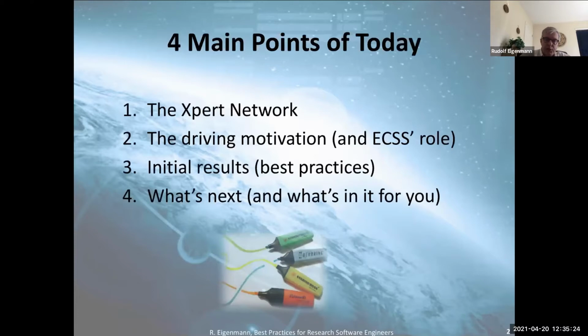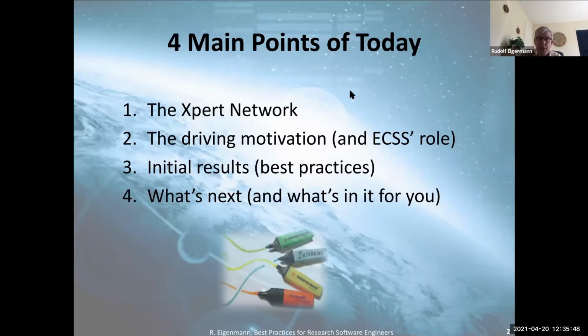I kept this a little short, knowing that I'm the second to talk in an hour. So let's see if I manage to get through it within 15, 20 minutes. I'll tell you in one slide what's the Xpert Network, then some of the driving motivations. Why are we actually doing that? And what's the relevance for ECSS? I think it is quite related. And then some initial results.